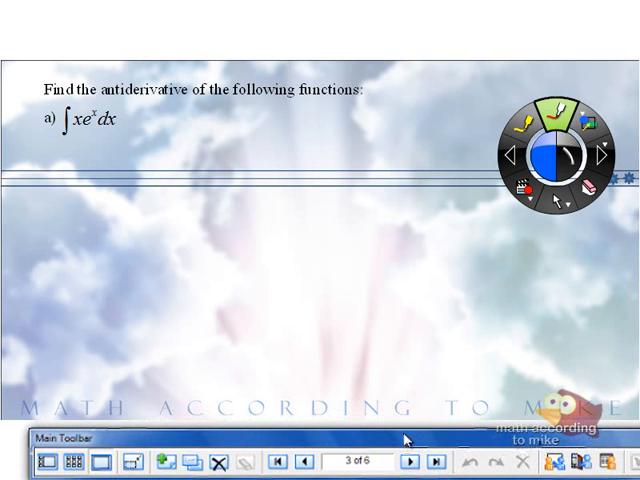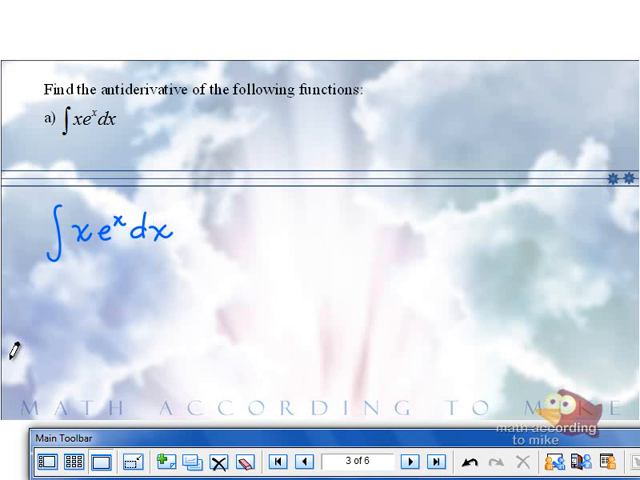All right, the first one. The integral of x e to the x dx. I'm going to recopy it down here. Notice that we have a product, x e to the x. I'm just going to show you, do not write this down, why we can't just use a u substitution.